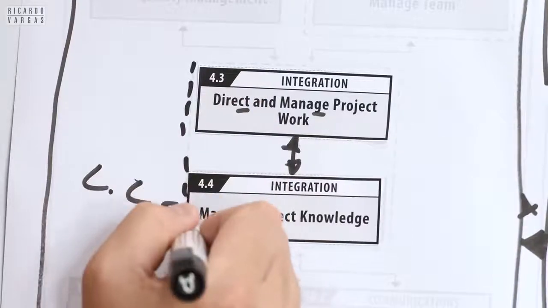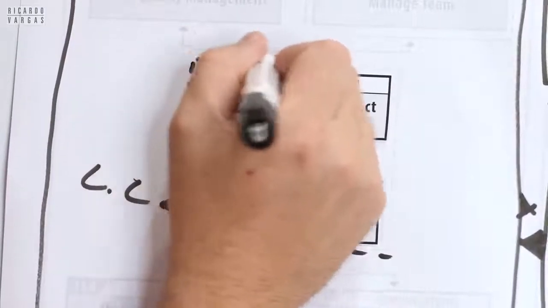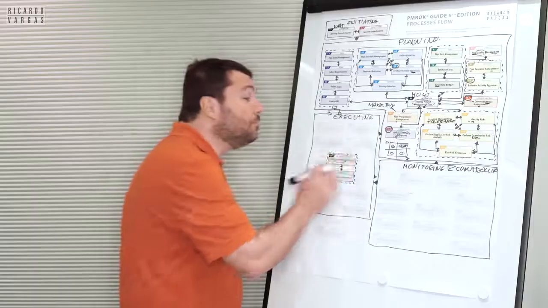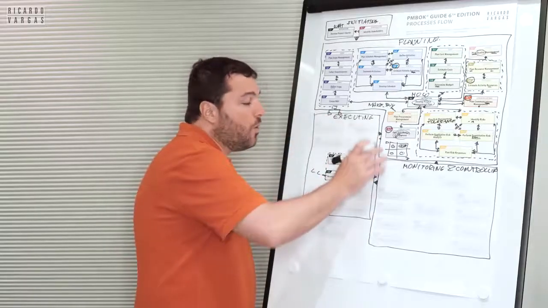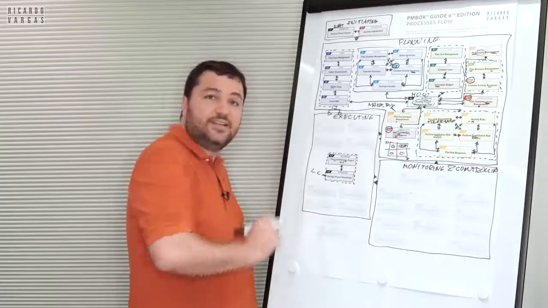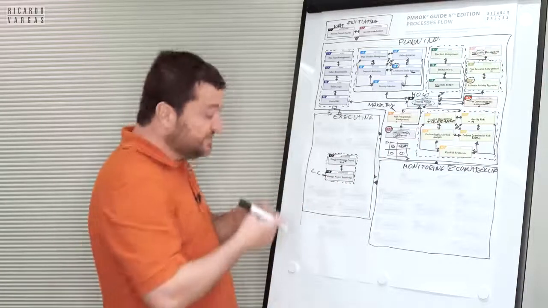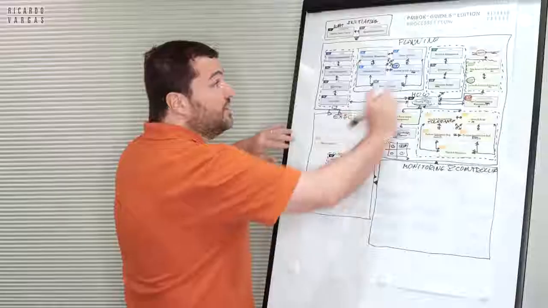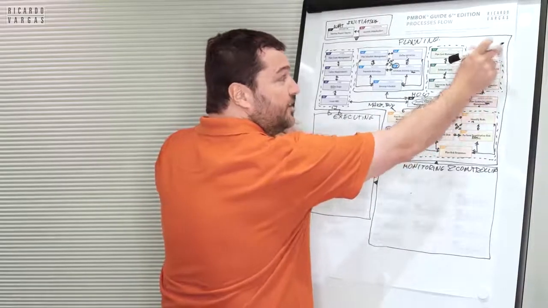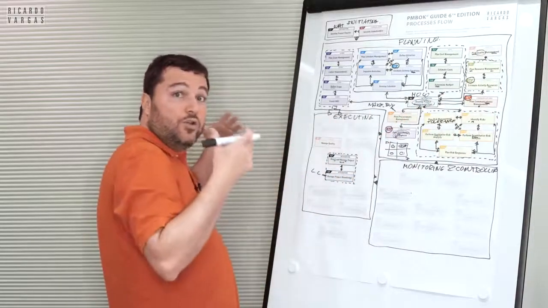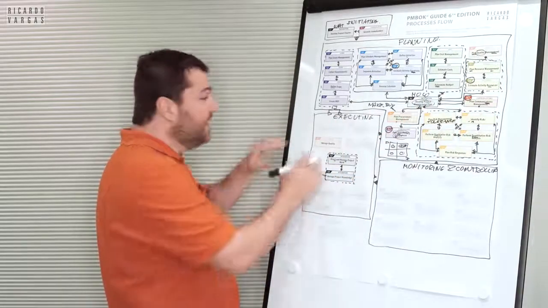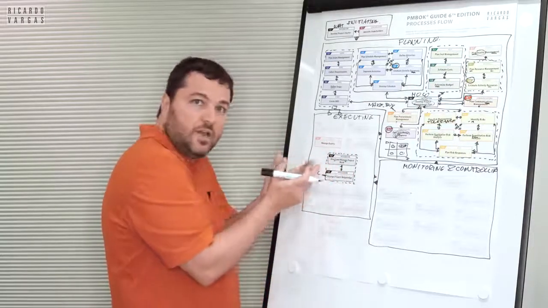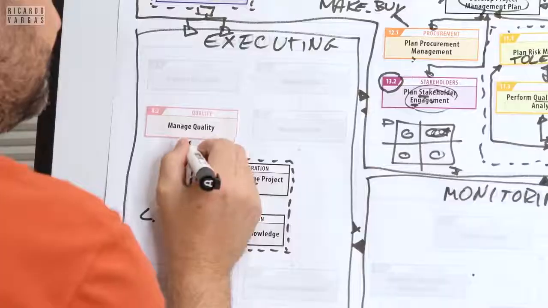So these two processes are the two central processes of the execution. But these two processes are supported by all these other processes. Let's see them. The first one is manage quality. Remember one thing. Here, plan quality, you are setting how your quality will be. Here you are managing: are the results that I'm getting from here reasonable in terms of quality?